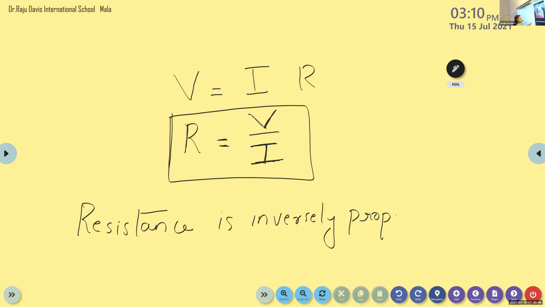What do you mean by inversely proportional? If one quantity increases, what happens to the other quantity? Is it increase or decrease? Decreases. Okay, good. It decreases because they are inversely proportional. Inversely proportional means if one quantity increases, the other quantity decreases. That is, if resistance increases, what happens to the value of current? It will decrease. So now we can check the previous case.